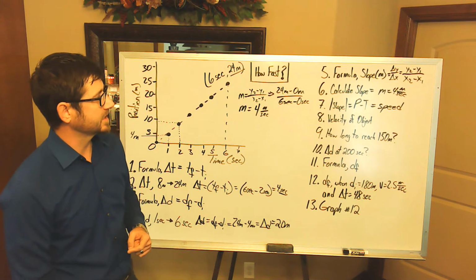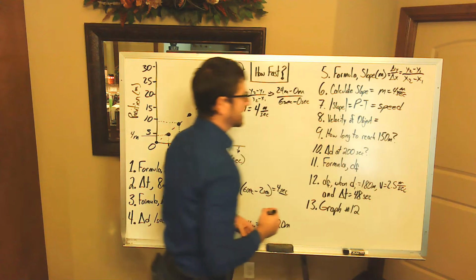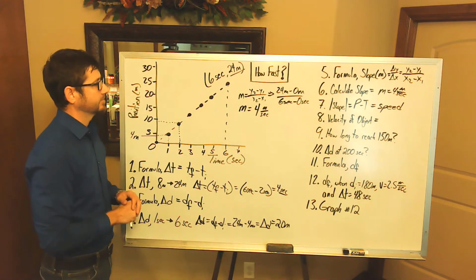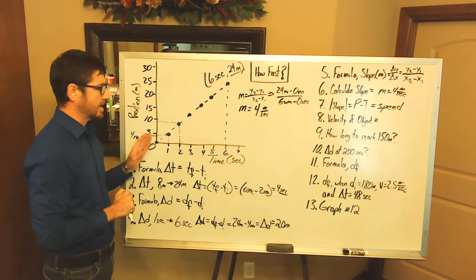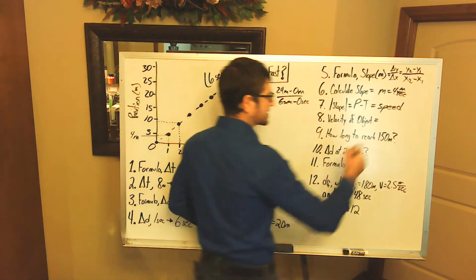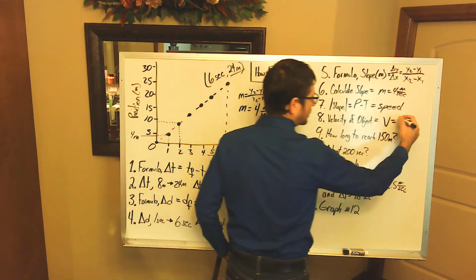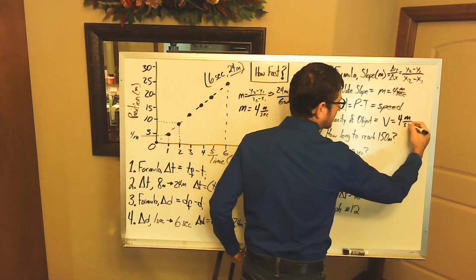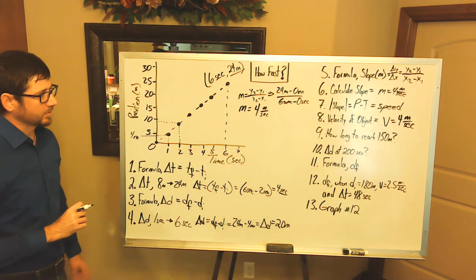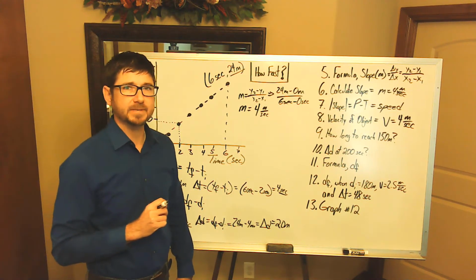Number 8, it wants us to calculate the velocity of the object. Well, we've actually already done this here. Okay? So the velocity of an object is the slope of the line on a position time graph. So our velocity, identified by lowercase v, is equal to 4 meters per second.